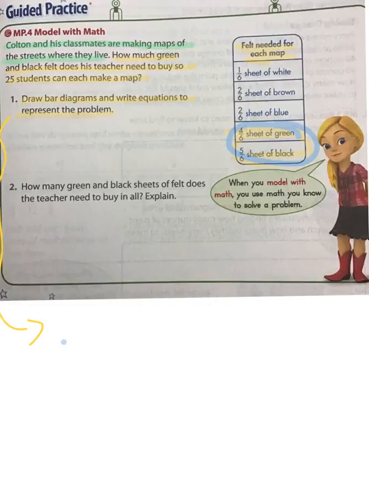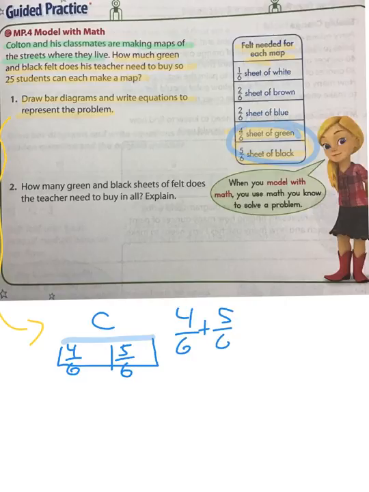So in my bar diagram, I'm going to put a C on top for colors. That's just the variable that I'm using. Then I'm going to add 4/6, and we're going to add 5/6. Okay, so our equation is going to be 4/6 plus 5/6 equals C. And C is going to equal 9/6, or 1 and 3/6.